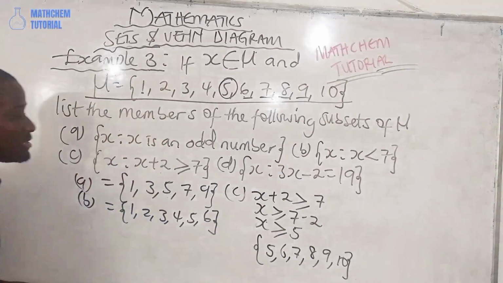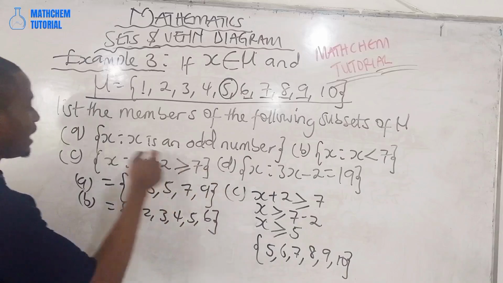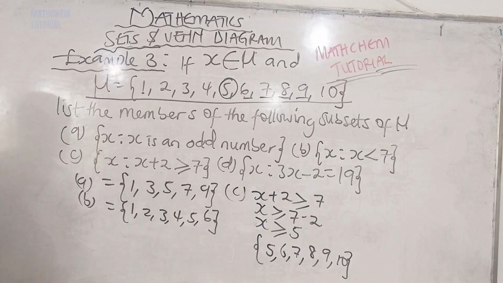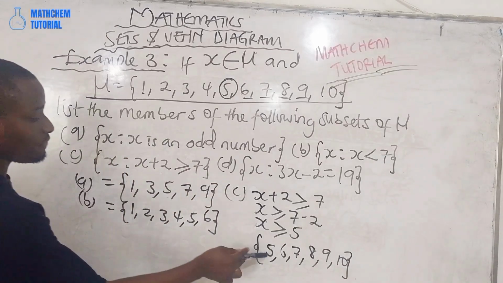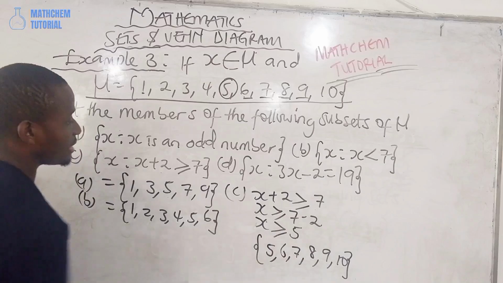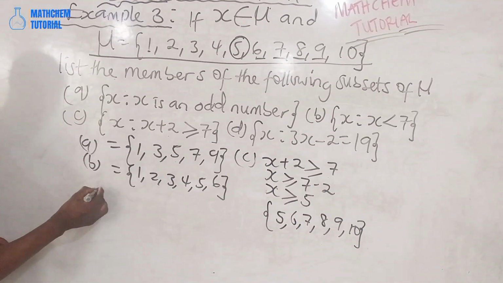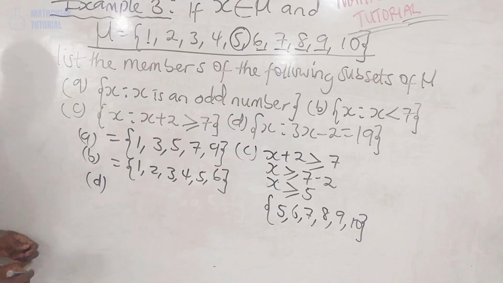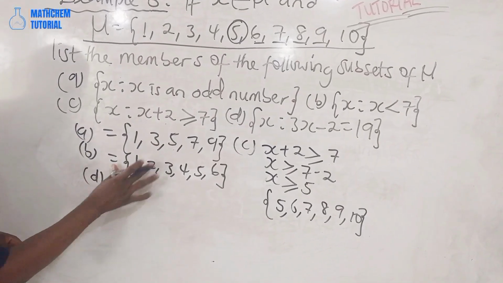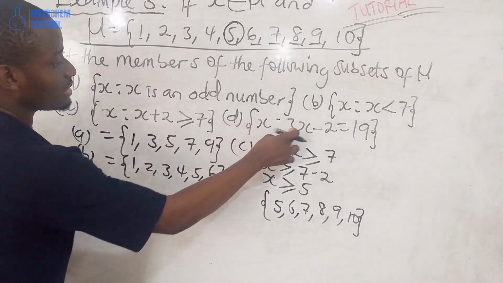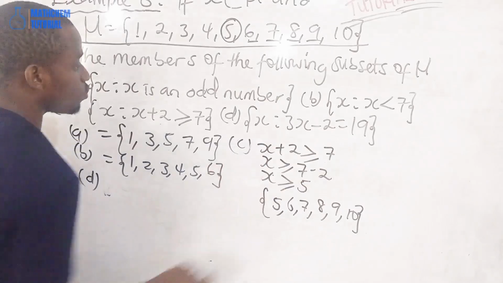Yes, so these are the members you are going to have for this particular answer to question C, which is going to be 5, 6, 7, 8, 9, and 10. And the last one, which is the D, says that what? X such that 3x minus 2 is equal to 9.